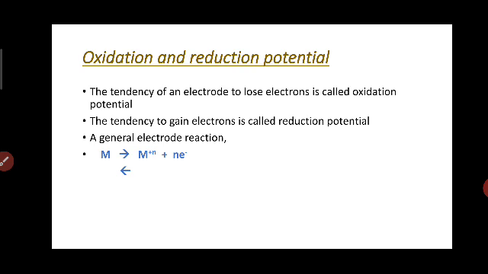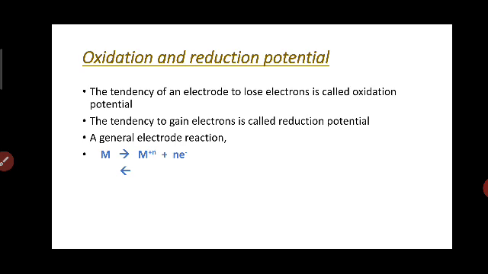So here, observe M is a metal, it gives M^n+ plus n electrons. It loses electrons, say 2 electrons. Whatever it may be, in that forward reaction we have to observe the losing of electrons, which is oxidation. That capacity is called the oxidation potential.